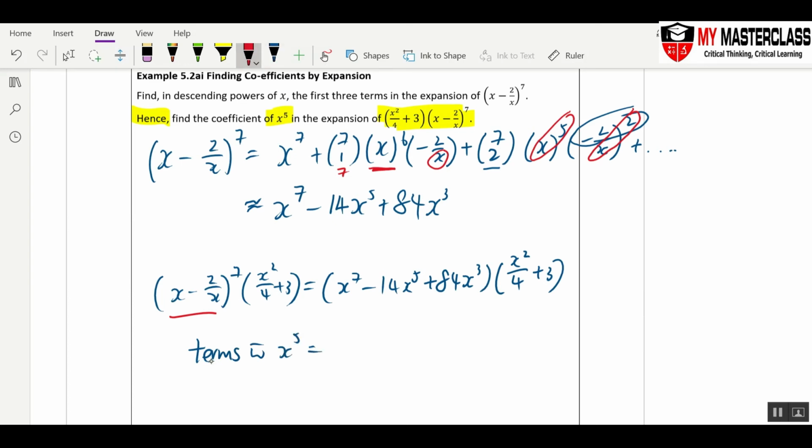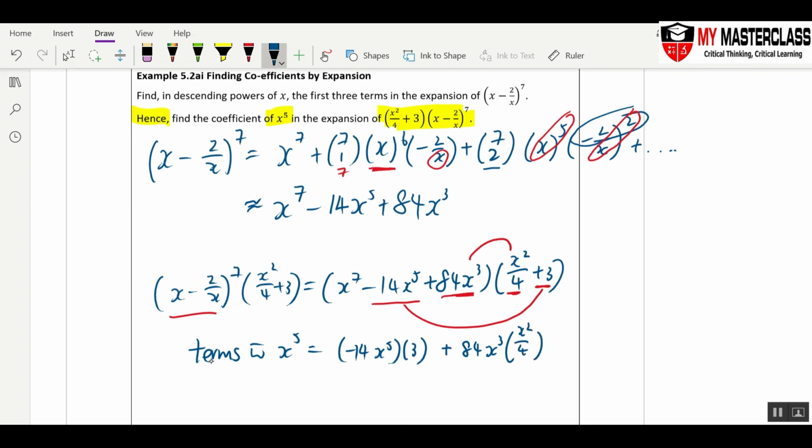So who are those with x to the power of 5? Number 1, on this term, I look at x to the power of 5. x to the power of 5 must multiply by who to get x to the power of 5? Multiplied by 3. So I write down negative 14 x to the power of 5 multiplied by 3. That's the first one. Any more? Yes, there's another one, which is this x to the power of 3 multiplied by x to the power of 2, I can also get x to the power of 5. Usually this kind of question, there will not just be one term only. There will be quite a couple of them, 2 or maybe even 3. Plus 84 x cubed multiplied by x squared over 4. Any more? There's no more already.